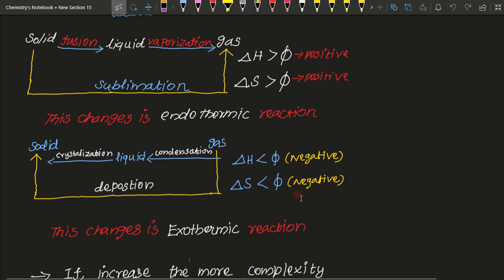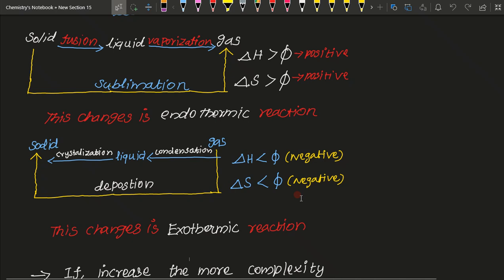Next, solid going to liquid, this is a reversible reaction. Gas going directly to solid is called deposition. Gas going to liquid is called condensation, liquid going to solid is crystallization. So here delta H is negative and delta S is also negative. These changes are exothermic reactions.